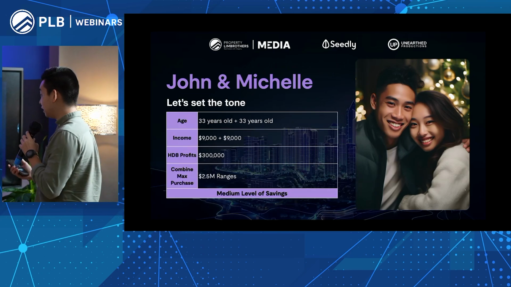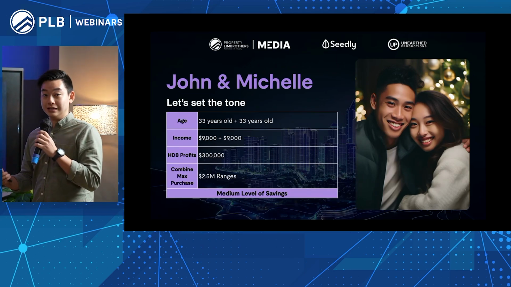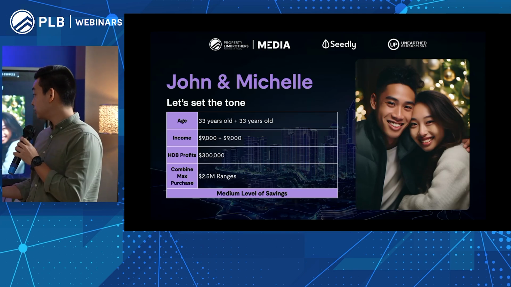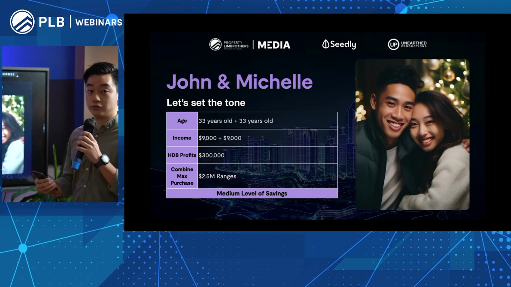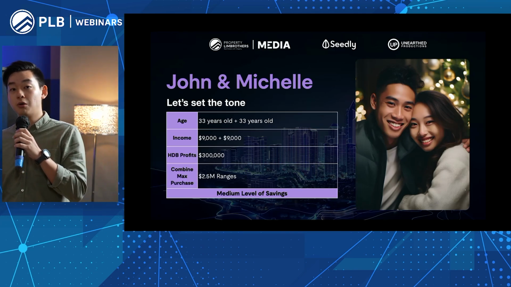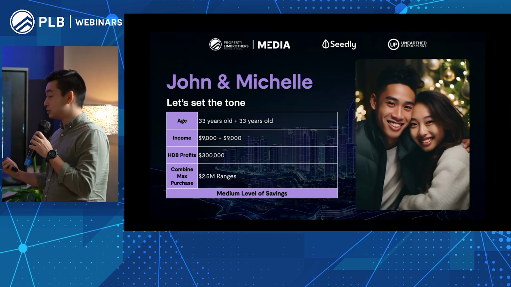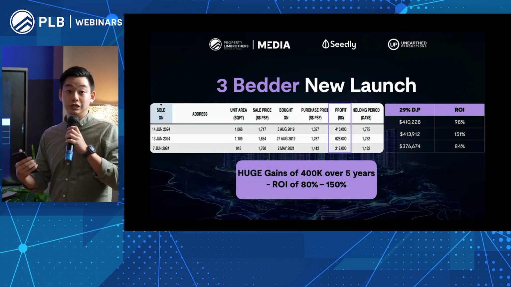Right, so let's break it down for John and Michelle. They're age 33, with 9K income each, and they have seen healthy profits of 300Ks in their HDB, so they can explore a range of around 2.5 mil. So usually how we plan this property portfolio is that they can choose to explore probably a 3-bedder new launch in today's context.